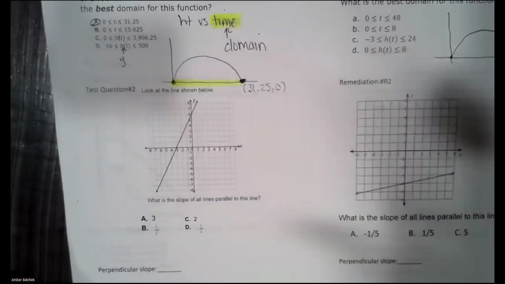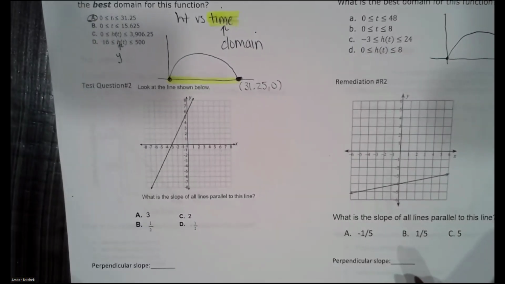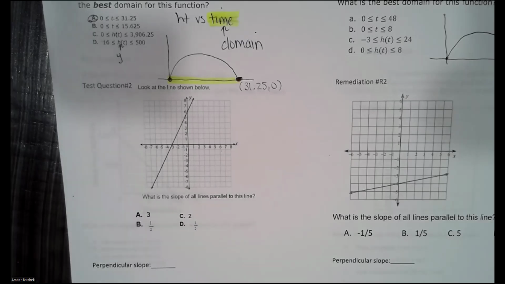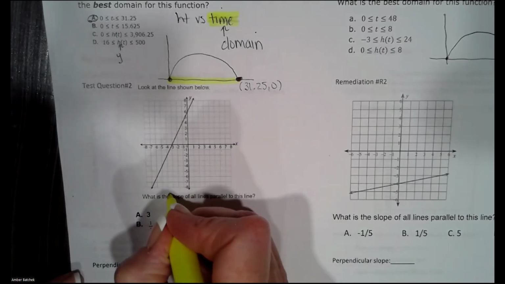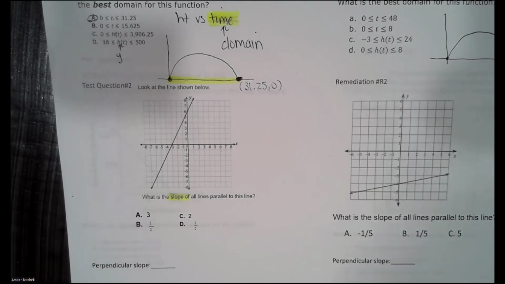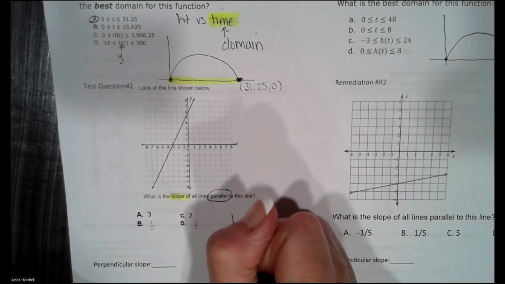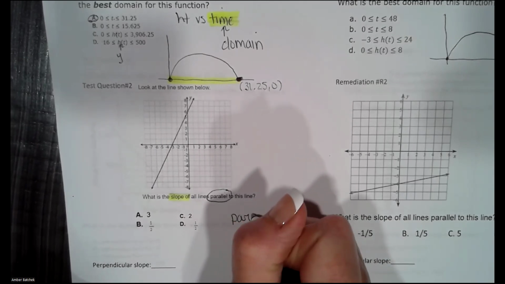All right. Question number 2. We're given a line, and notice it says, what is the slope of all lines that are parallel? So we're going to write two things. First thing we're going to write here is parallel lines.